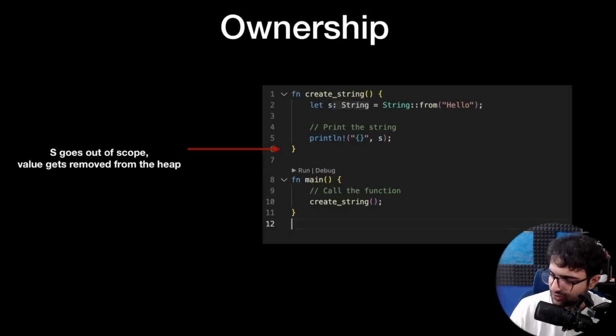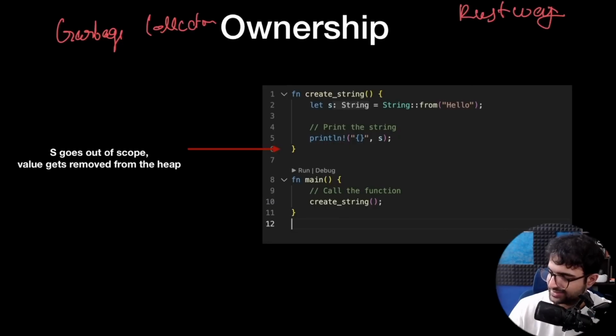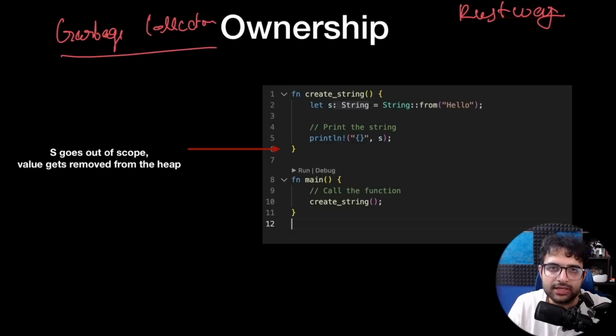This is very similar to garbage collection. Garbage collection and the Rust way are very similar. Only when a garbage collector works in a language like JavaScript, it periodically figures out that nothing is pointing to this variable, S has gone out of scope, and says let me clean this up. Versus in the case of Rust, whenever S goes out of scope over here, Rust will clean up the data from the heap as well. So it's a very mild difference.